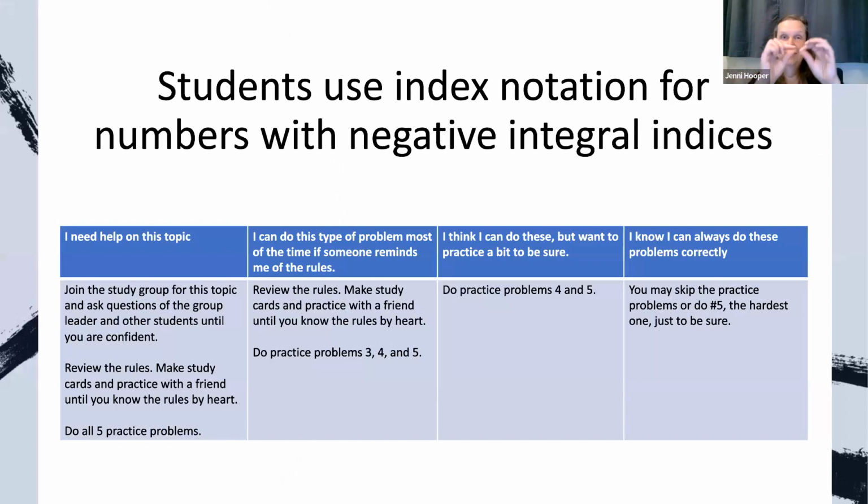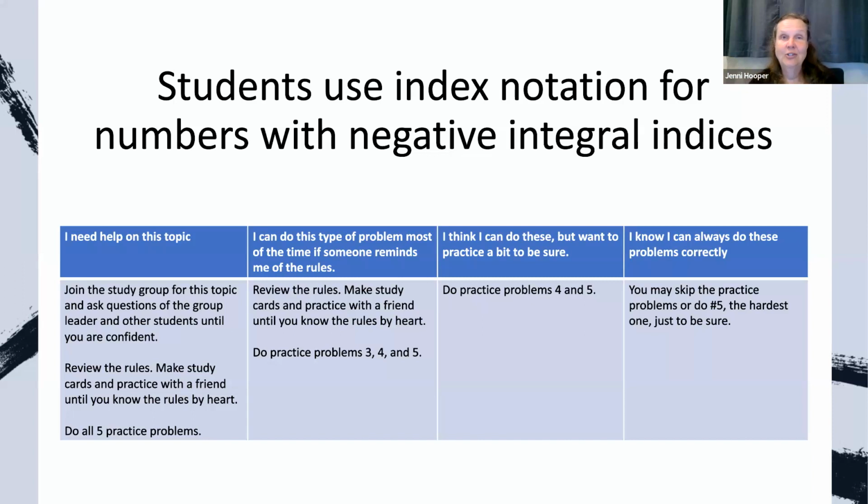And then, this is just one of the objectives: students use index notation of numbers with negative integral indices. This was the second learning objective. If students think about that learning objective and think, I need help on this topic, then they're going to go join the study group for that topic. There are four groups because there are four learning objectives. They're going to be with those students who need to review this.